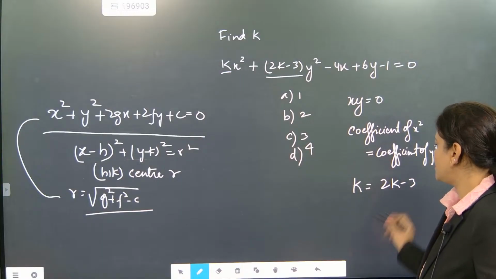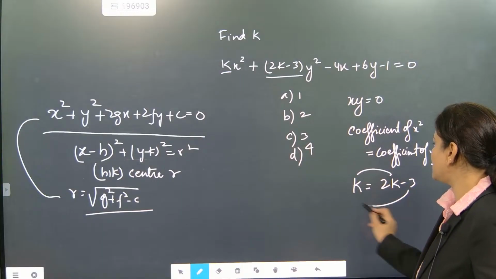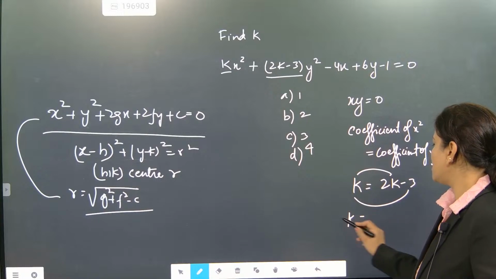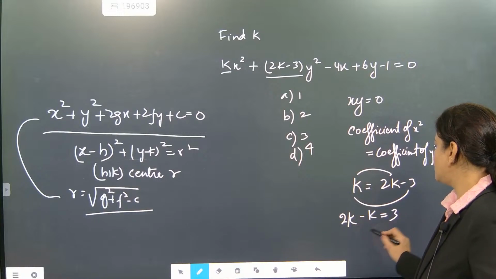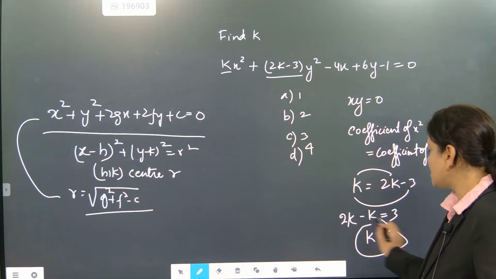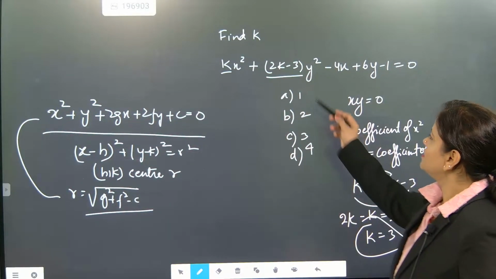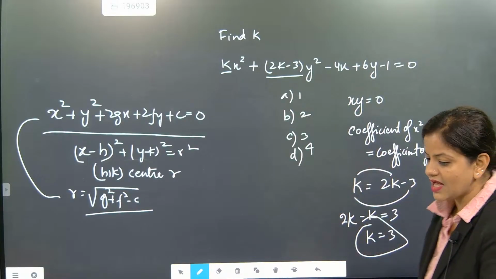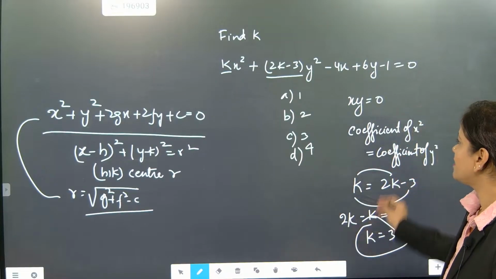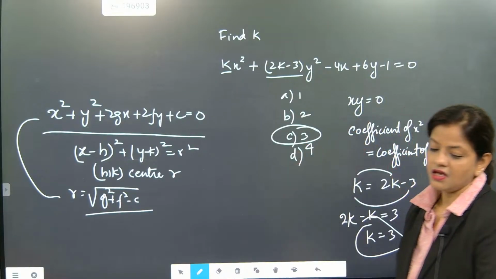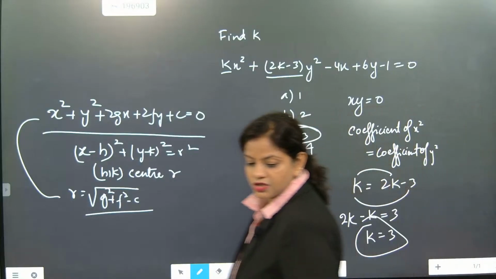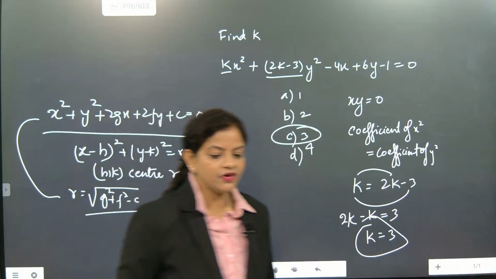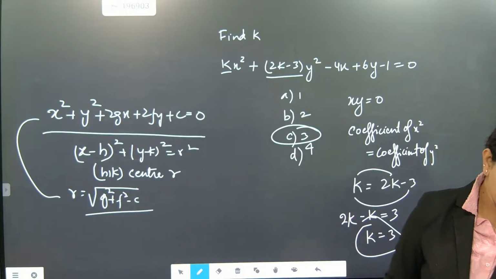2k minus 3. So shall we shift this one to this side and this one to that side? So 2k minus k is equal to 3, so the answer for k is coming as 3. Many people think that we can directly take 1 for this part and the other they have not written. No, that is not correct. That is absolutely wrong. Don't do that. The correct answer is 3. So please, I hope you people have understood how to attempt these types of questions.